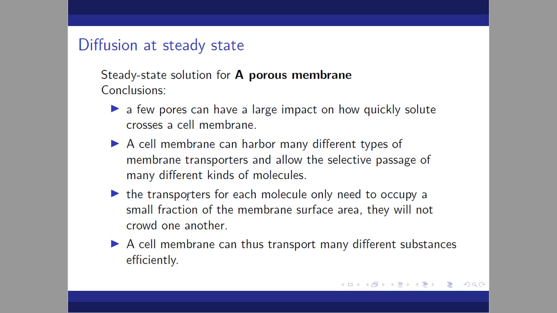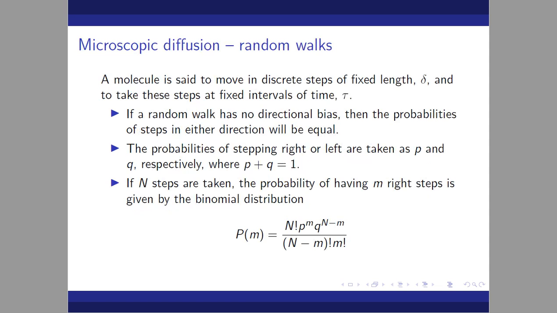Okay, so these are for the membrane. A cell membrane can thus transport many different substances efficiently. Depending on the size and the attraction, the ion can move freely through the membrane. Okay, so that's for part 1.